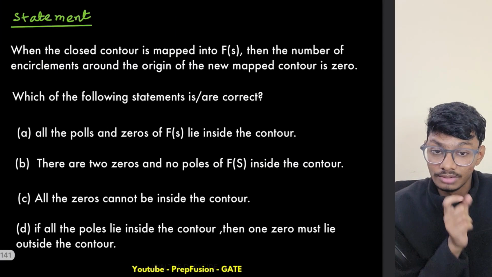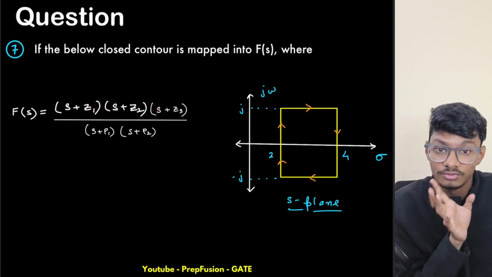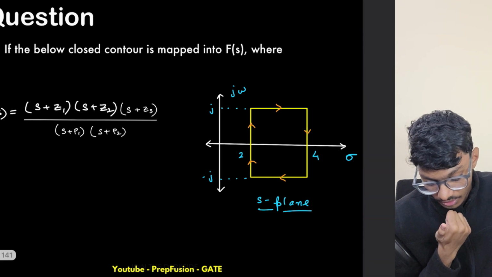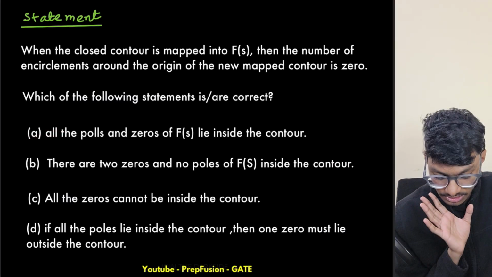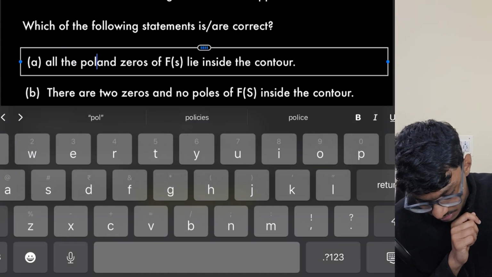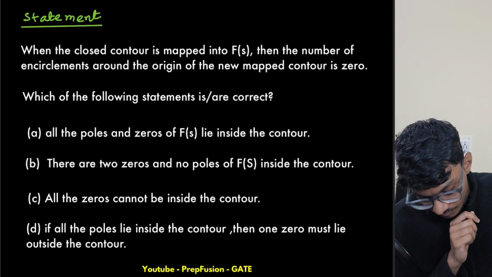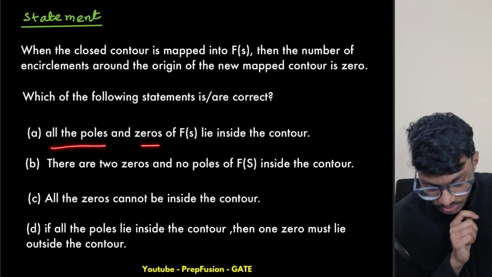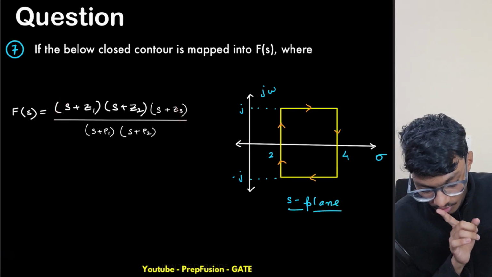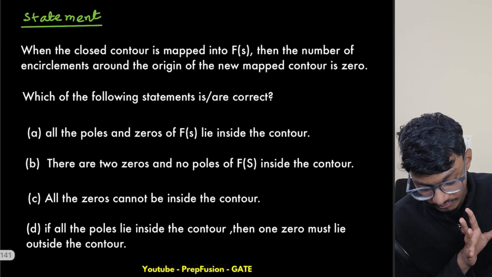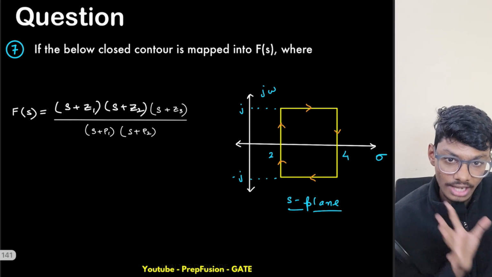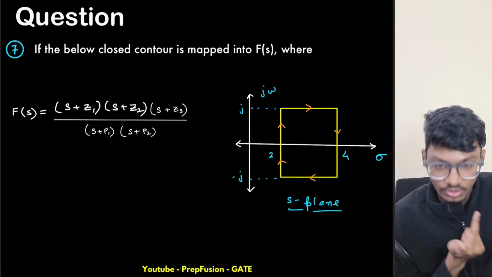Now what was P? P was the number of poles inside this contour. So what are the statements saying? Let's read them first. All the poles and zeros of f(s) lie inside the contour. Is that the case? If all the poles and zeros of f(s) lie inside the contour, what does that mean?